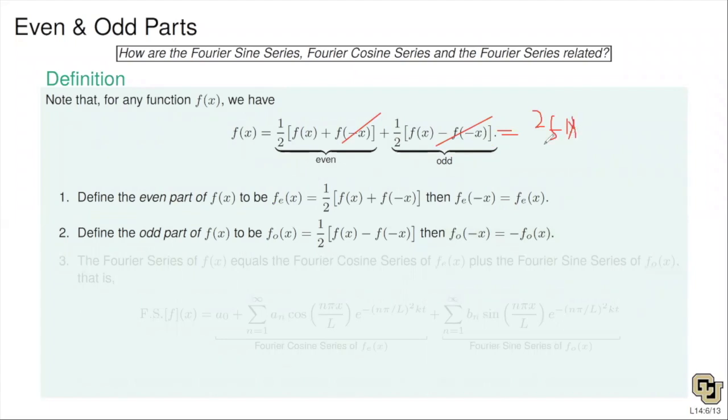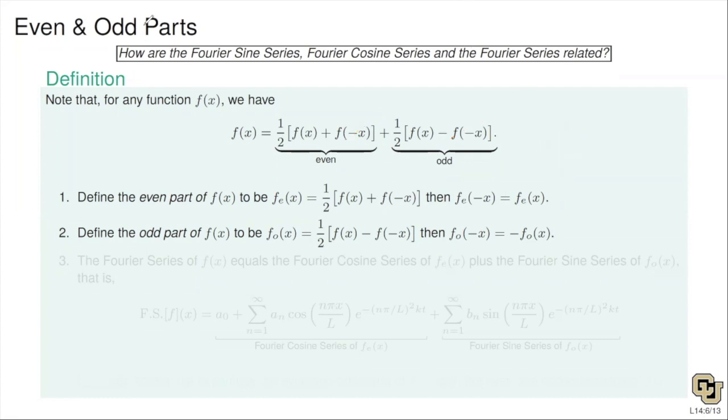I get back the original function f. So the even and odd part is a way of decomposing any given function. It allows us to write any given function as the sum of an even function and an odd function.